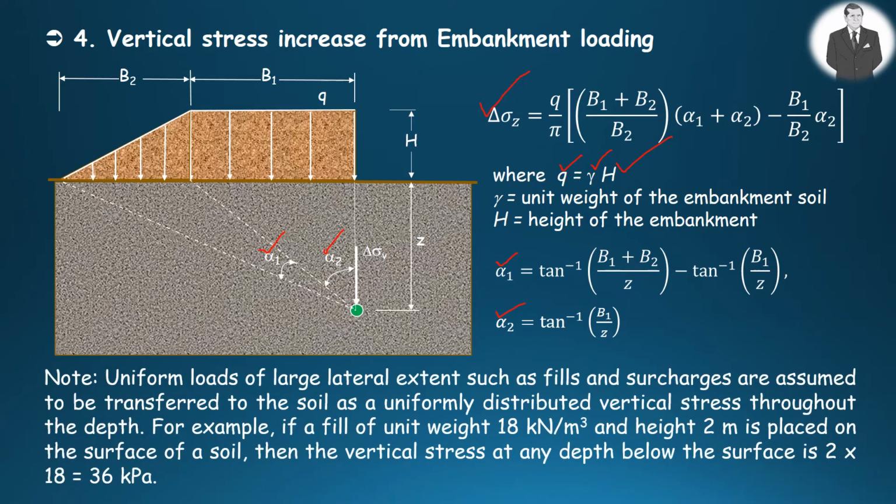It is important to emphasize here that if large fills and surcharges are placed on the ground surface, then the loads from them are assumed to be transferred to the soil as a uniformly distributed vertical stress. For example, if a fill of unit weight 18 kilonewton per cubic meter and height 2 meter is placed on the ground surface, then the vertical stress at any depth is equal to 2 times 18, which is 36 kilopascal.